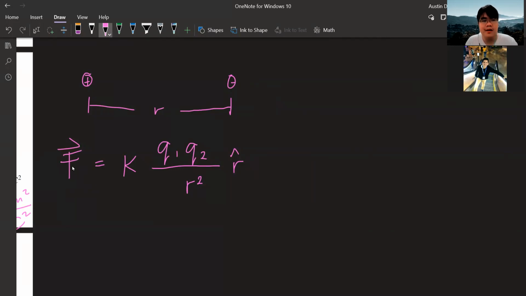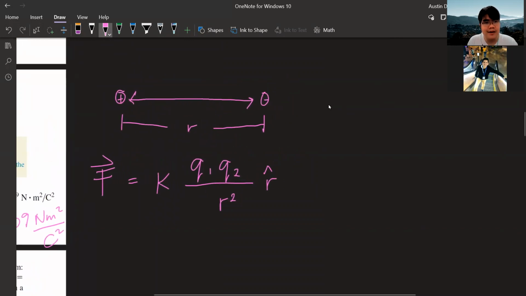So what is the direction of R hat? The direction of R hat would be the direction of where R is placed. So for these two charges here, the force of attraction or repulsion would be between them.